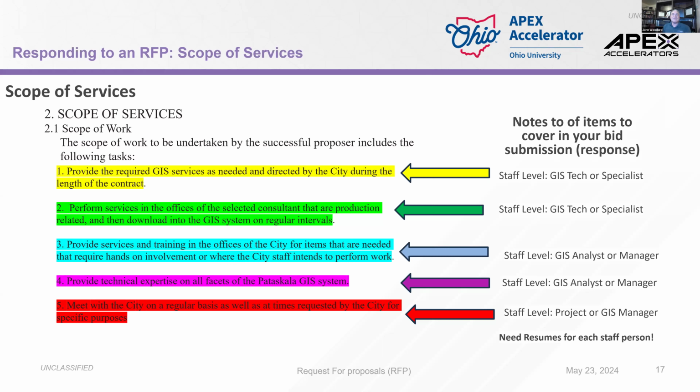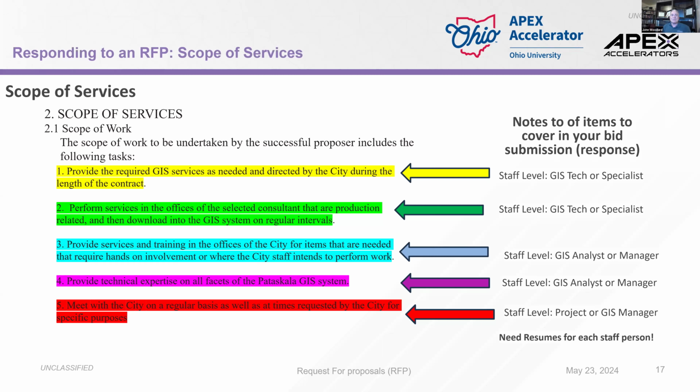Provide the required GIS services as needed, directed by the city. Okay, that would be a GIS tech or specialist. Perform services in the office of selected consultant. Again, that's going to be my GIS tech or specialist. Provide services and training. That's different. That's going to be a GIS analyst or manager because they have the experience to teach.